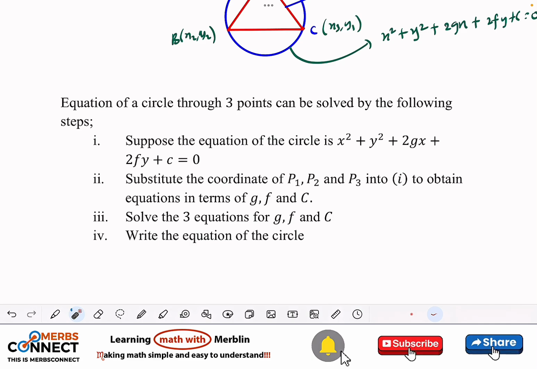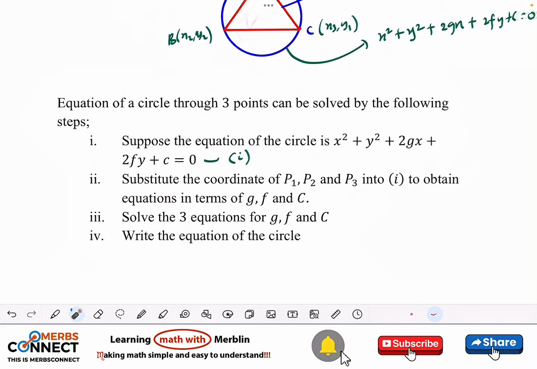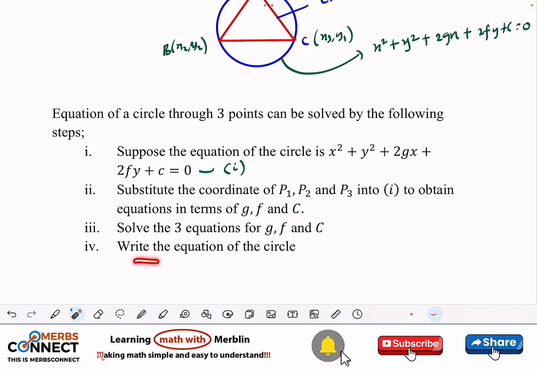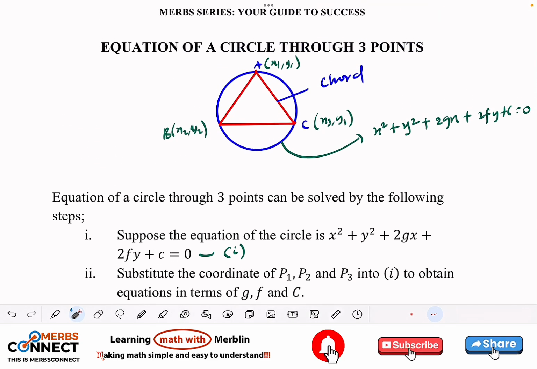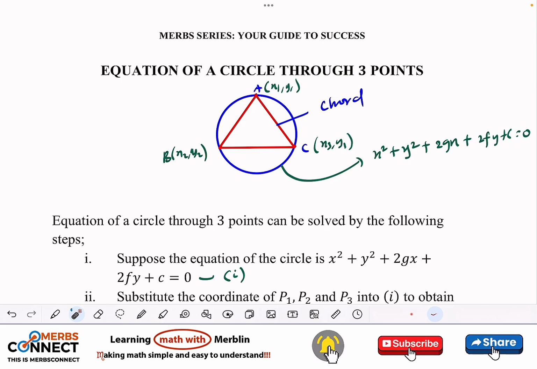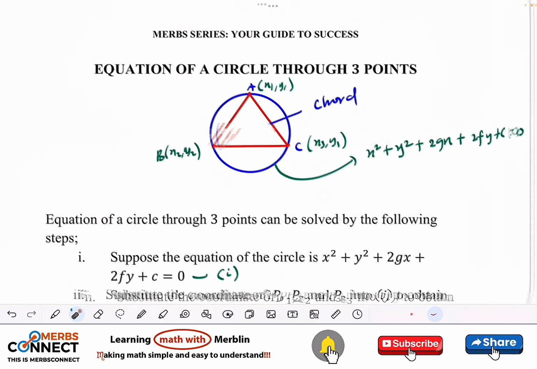Then what we are going to do is put them into equation 1. This is equation I, right? So we put P1, P2, P3 into I, which is this equation, to obtain equations in terms of g, f, and c. So we are going to have three equations with three unknowns, and then we solve these three equations for g, f, and c. After we are done finding g, f, and c, we write the equation of the circle by substituting for g, f, and c. Don't worry, we will take examples in the next videos, and then we will better understand how to solve them. Good.